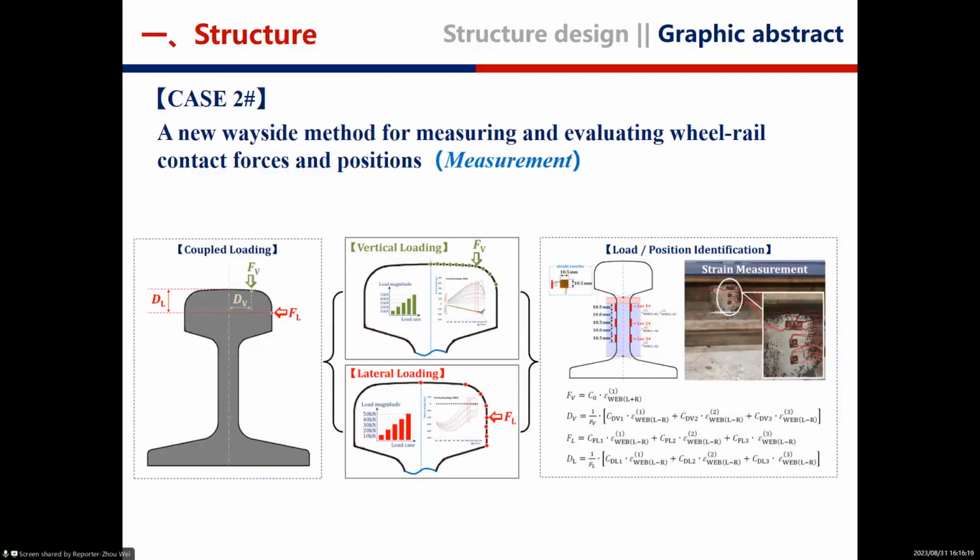The second case is about the wayside measurement method to evaluate wheel-rail contact forces as well as their positions. The graphical abstract firstly depicts the magnitude and the position definition of the 2 forces by using simple explanations and their dimensions. Then theoretical relationships are given respectively for pure lateral and vertical loading for different load magnitudes and positions. Grouping the relationships from finite element simulation, the load and position identification method is finally given in terms of formulas, and a specific strain gauge installation strategy is given in a diagram and real photos.